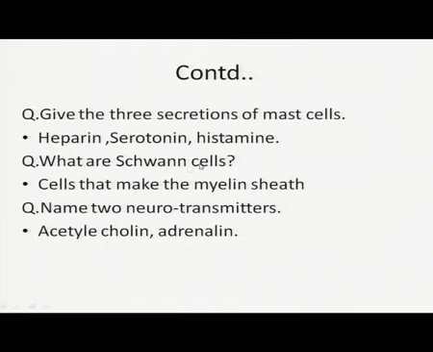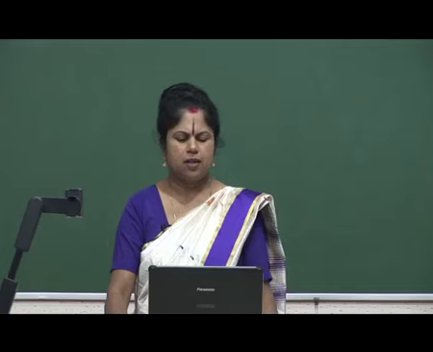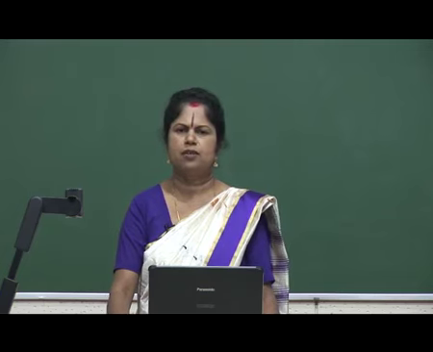Now, what are Schwann cells? Yes, your answer. These are the cells present in the neuron and which make the myelin sheath. Your next question, name two neurotransmitters. Yes, very important question. Acetylcholine and adrenaline. These two act as neurotransmitters, helping in the transmission of nerve impulses.